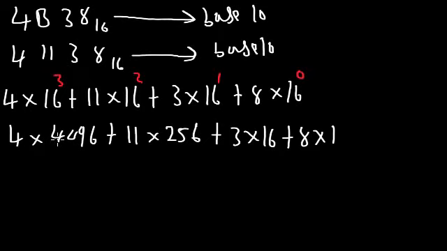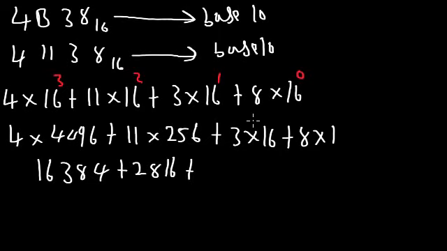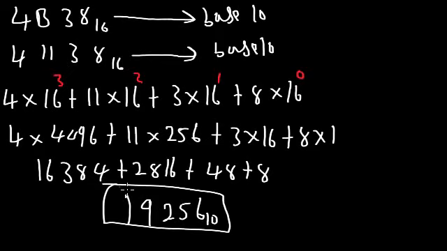So 4 times 4096 results in 16,384. So I'm adding that to 11 times 256, and that should result in 2,816. So plus 3 times 16, that results in 48. And finally, 8 times 1 is 8. So let me add everything up to have my final answer. That gives 19,256 in this step. And this is my final answer to this problem as well.